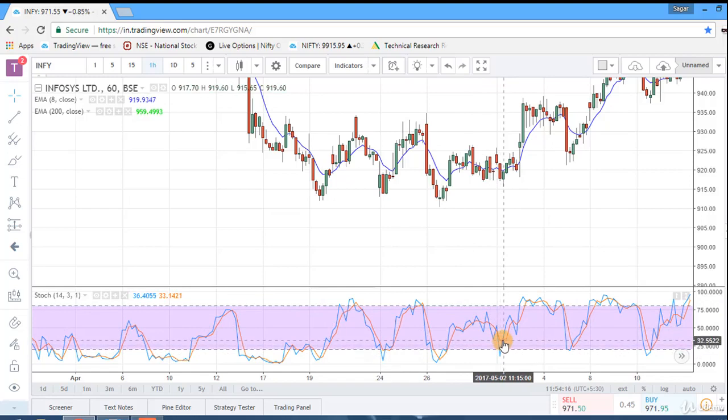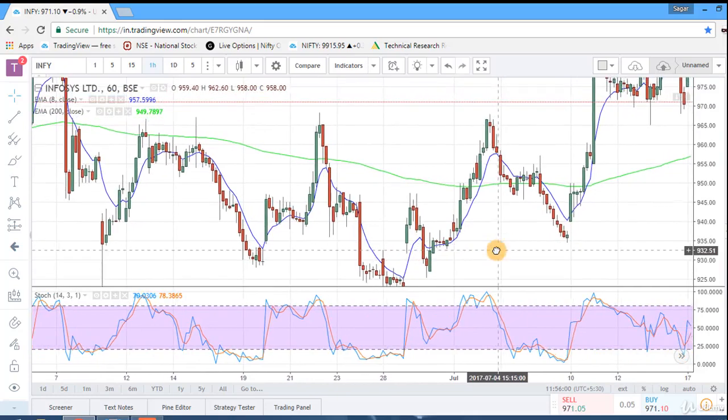So we will sell here at the 50 level. Again we will buy when this blue line is above the orange line, but this time we will buy when it crosses above this 50 line. We will buy here. And see, this is a candle when we will again buy.